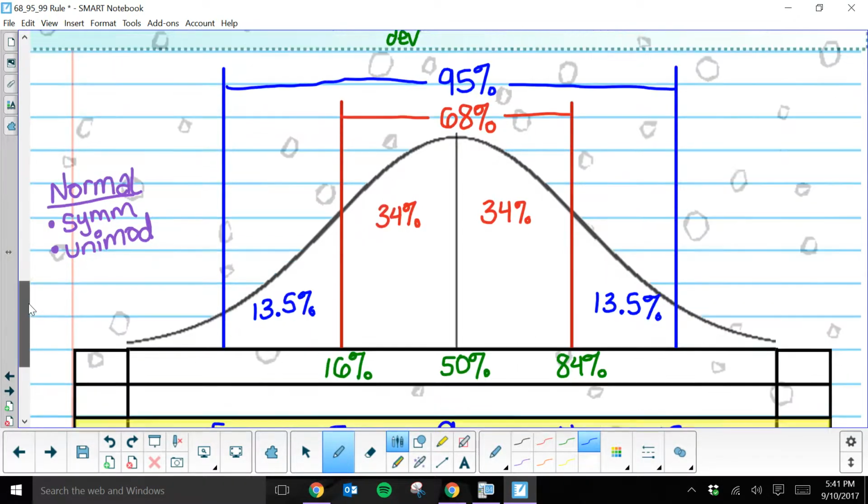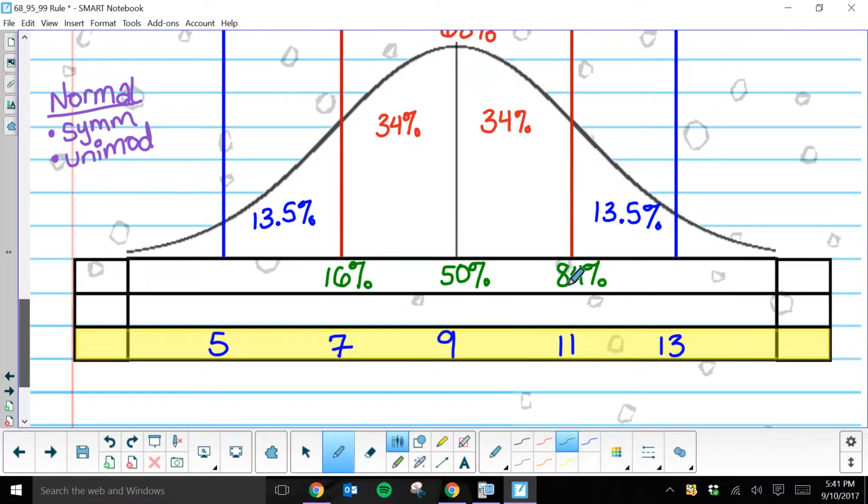And then again, you can kind of fill in these percentages right up here. So another 13.5, so that'd be 97.5 right here. So you could say 97.5% of the days got 13 inches or less. Same thing, hopefully you have down here, and this one gets a little bit smaller because this is going to be 2.5. So you could say 2.5% of the days got 5 inches or less, because that's going this way.